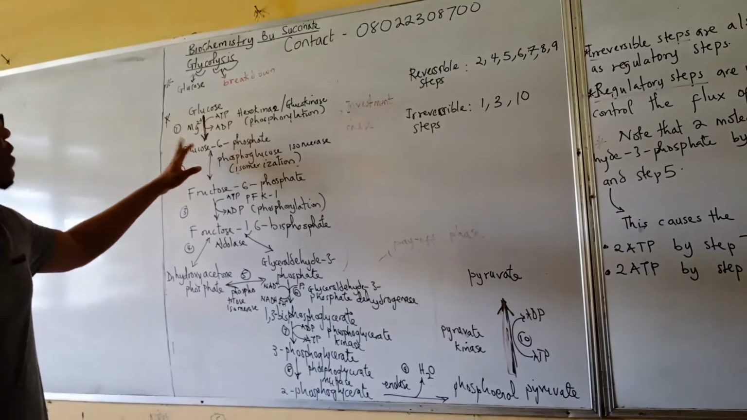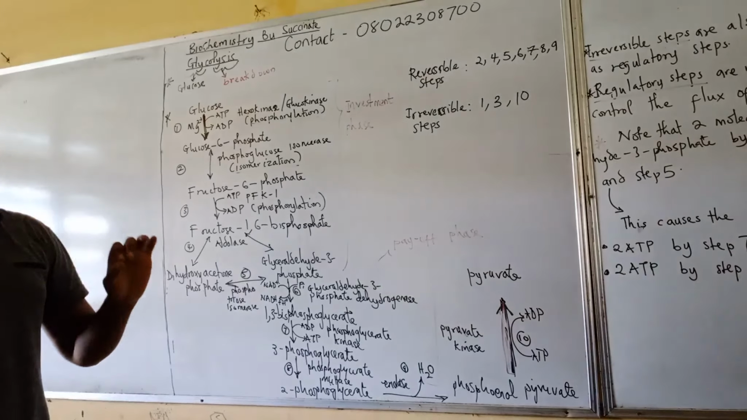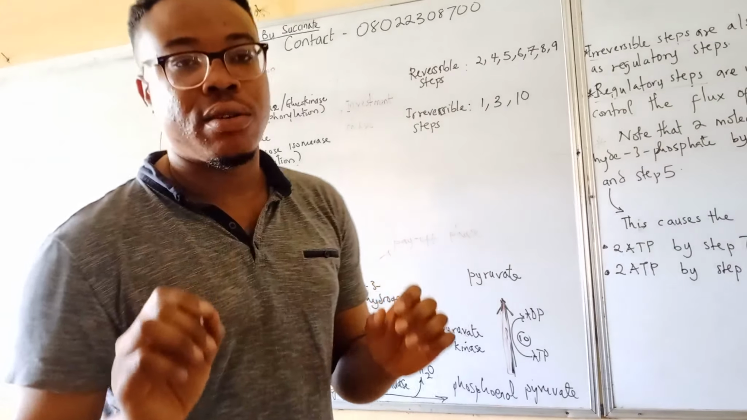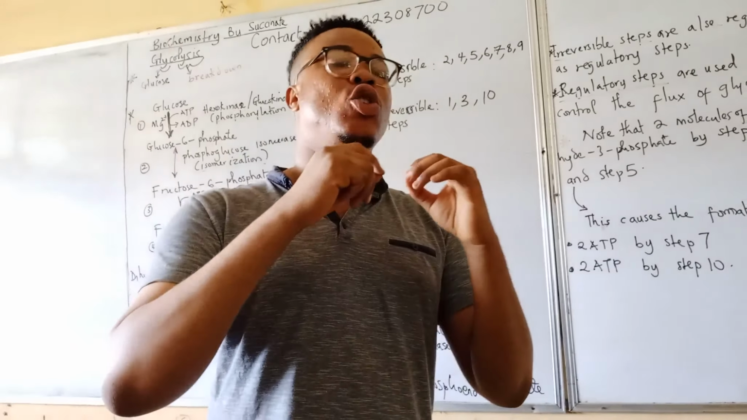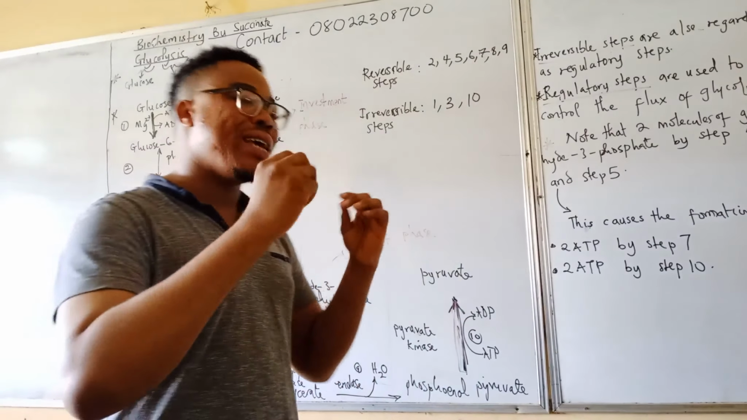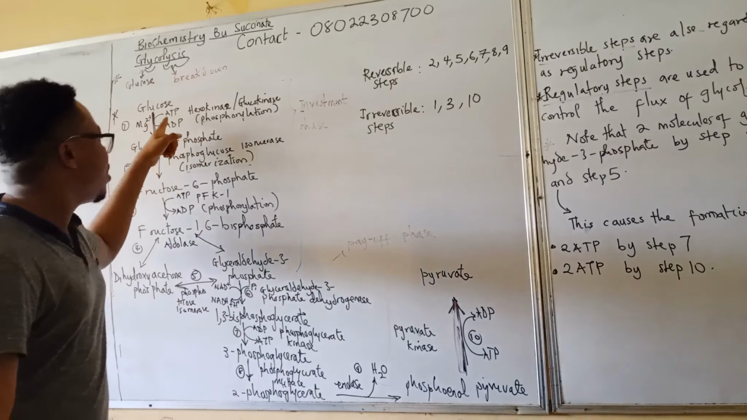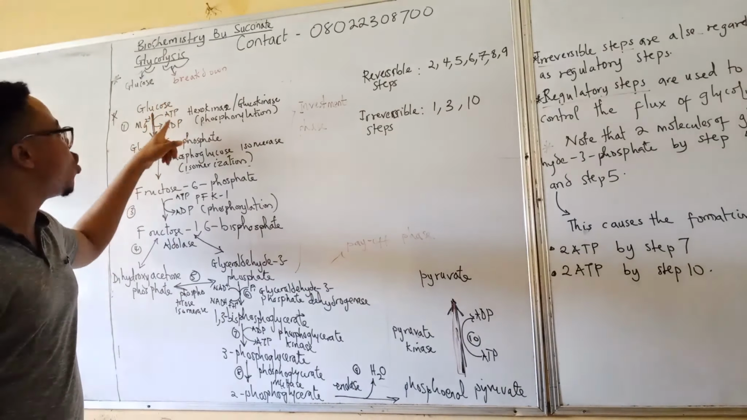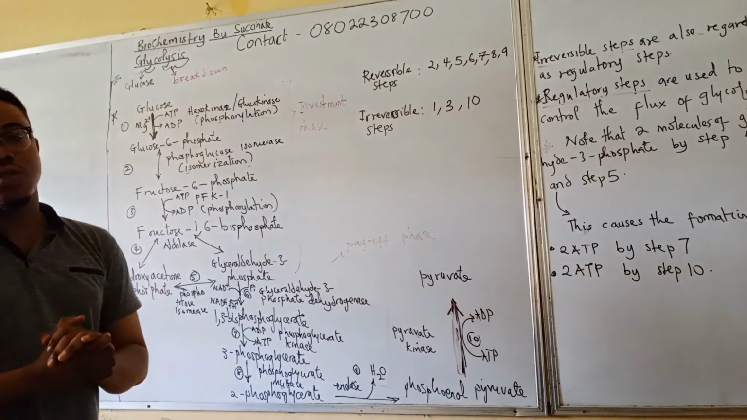And take note that this first step is important because when glucose enters the cell, to prevent the removal of glucose from the cell, it has to be activated. Hence the name of the first step: activation of glucose to form glucose 6 phosphate.